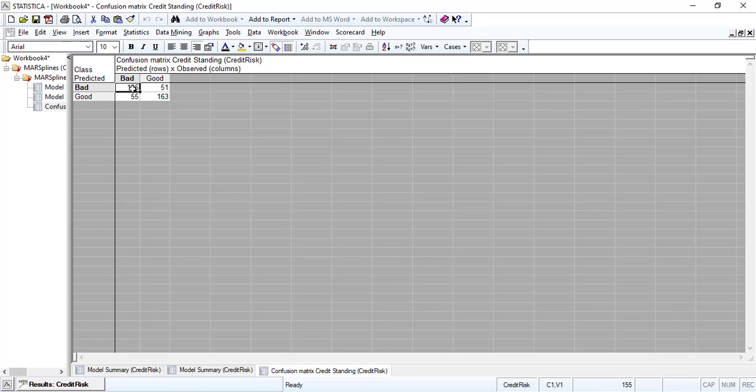But the predictions were 206 predicted bad. Okay? 206. Do you see where 206 comes from? Remember, predicted rows, observed columns. So this was a prediction. Okay? But of the 206 that were predicted to be bad, 155 are really bad, and 51 are good.